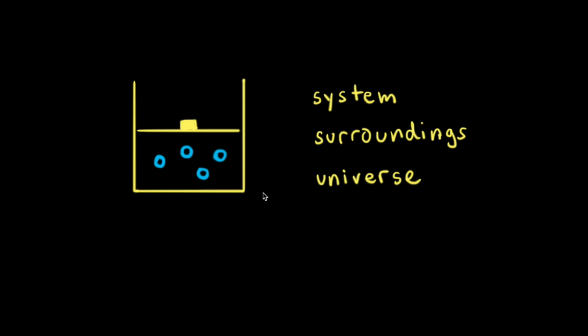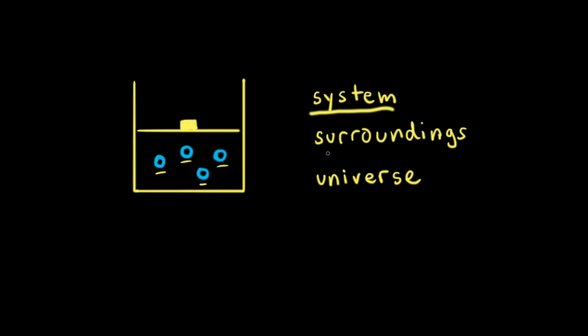Before we get into the terms endo and exothermic, we need to look at some other thermodynamics terms that are used. For example, system. The system refers to the part of the universe that we are studying. For our example, we're going to consider a monatomic gas. Let's say we have some helium particles in a container, and the helium gas represents our system.